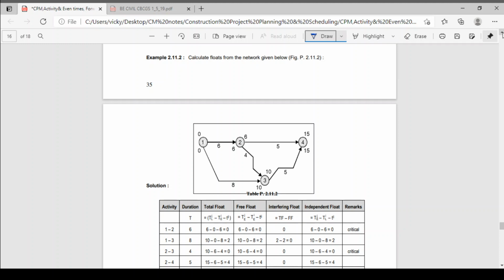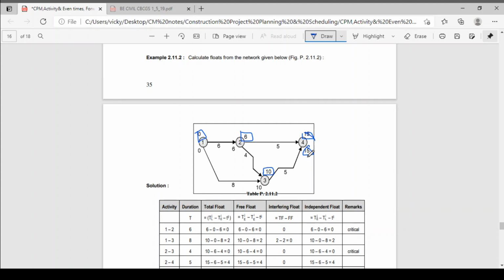Now we'll see another example: calculate the floats from the network given below. Okay, so this is the network. Activity 1-2: 0 + 6 = 6. Okay, 6 + 5 = 11. Okay, 0 + 8 = 8, 6 + 4 = 10, and 8, 10 we'll take. 10 + 5 = 15, 11, 15, 15.